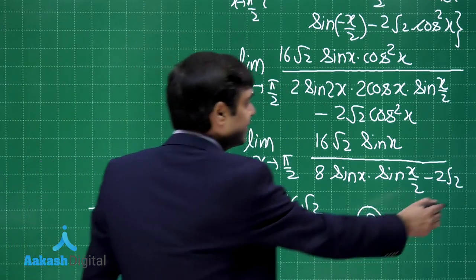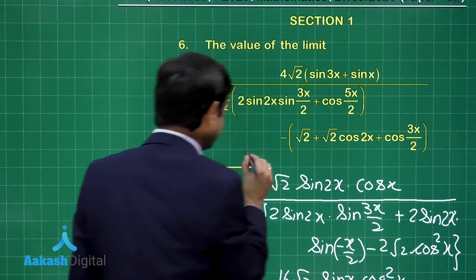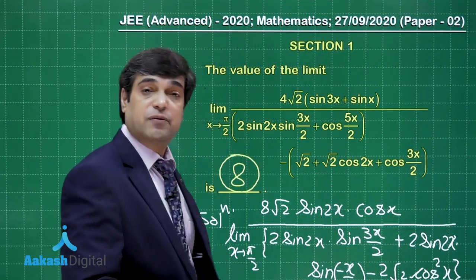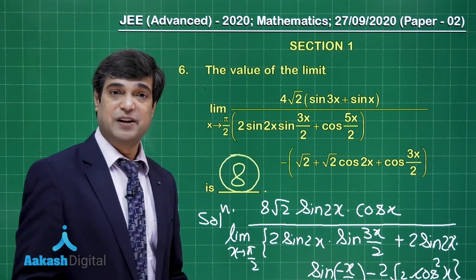So I'm sure this part is clear, that how we are getting the solution for this question as 8. So this was a question from limit, right? Let's take up the next one, question number 7.